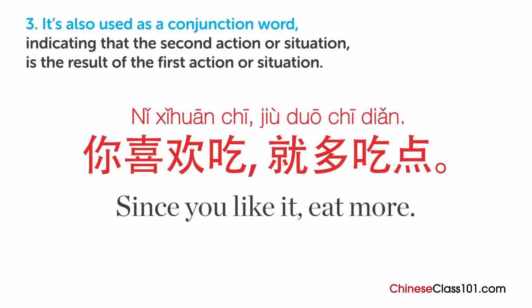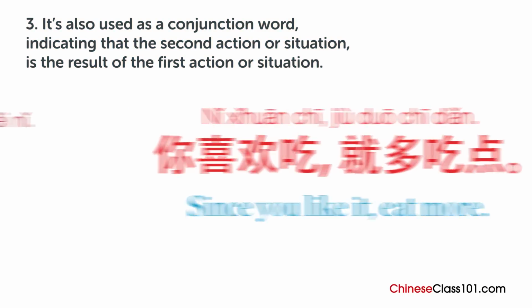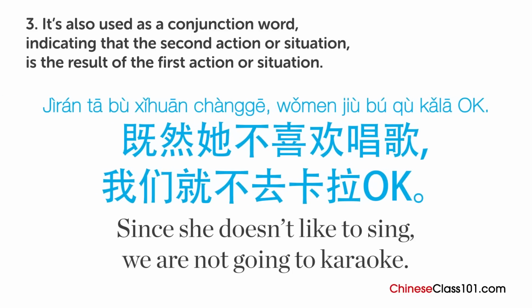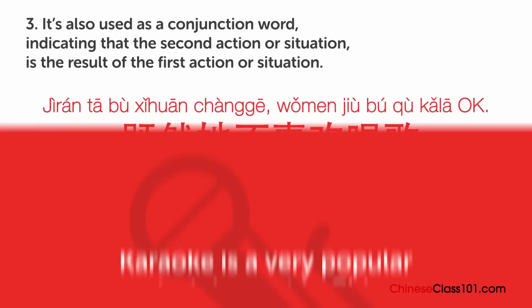Third and final usage. It's also used as a conjunction word, indicating that the second action or situation which follows 就 is the result of the first action or situation. 你喜歡吃就多吃點. Since you like it, eat more. 要是你不打電話給我，我就打電話給你. If you don't call me, then I'll call you. 既然他不喜歡唱歌，我們就不去卡拉 OK. Since she doesn't like to sing, we're not going to karaoke.